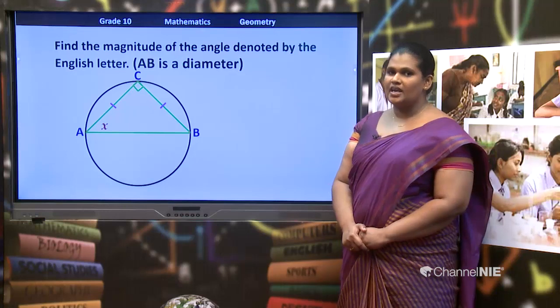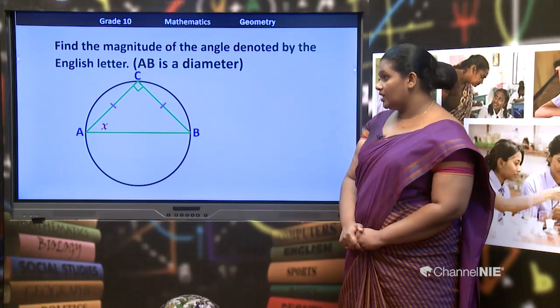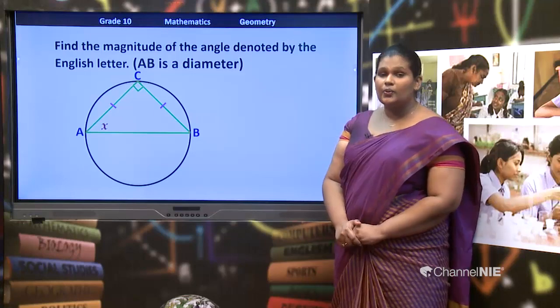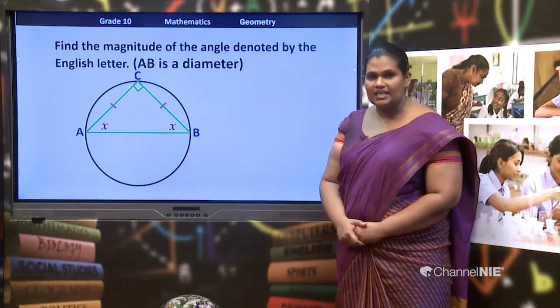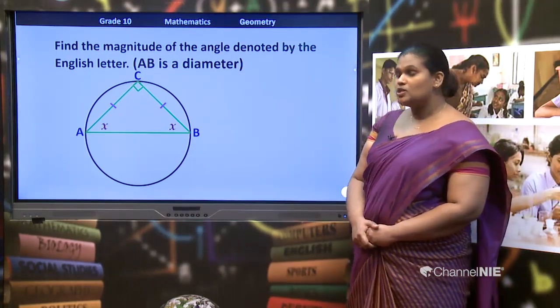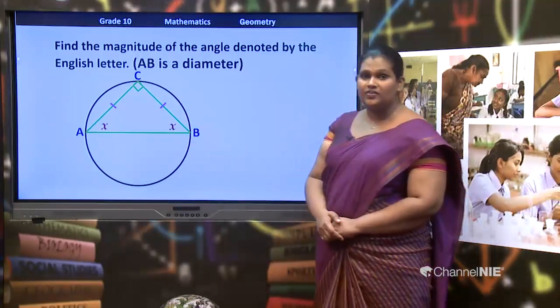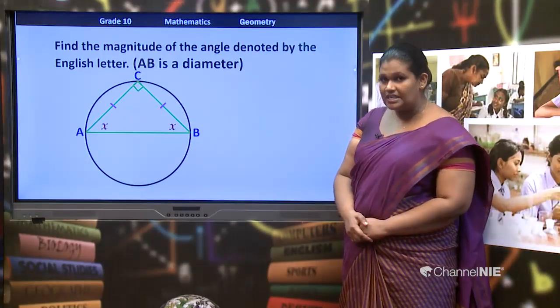In isosceles triangles, we know there are two equal angles. If the angle CAB is x degrees, we can say angle ABC is also x degrees because both the angles are equal in magnitude as triangle ABC is an isosceles triangle. Once again, we know the sum of the interior angles of a triangle is equal to 180 degrees. So, when we add these three angles together, the sum should be equal to 180 degrees.